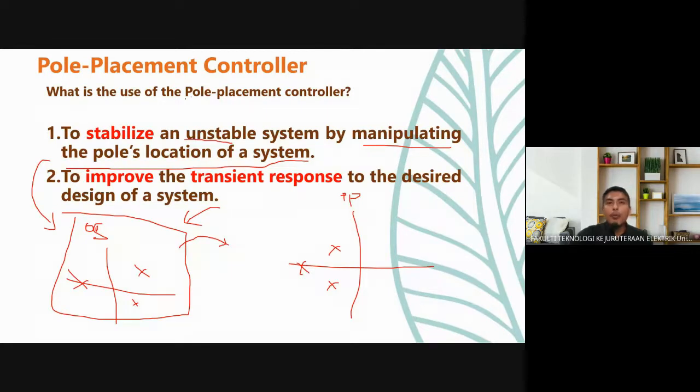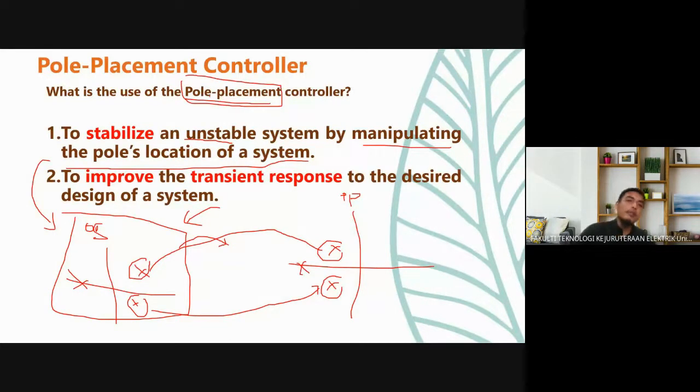So this is the old controller, and it places the poles at a new placement. So you can understand the controller's function based on the controller's name. That's what you call pole placement. Next, pole placement is also used to improve the transient response.